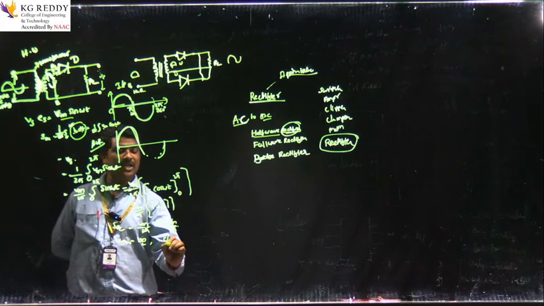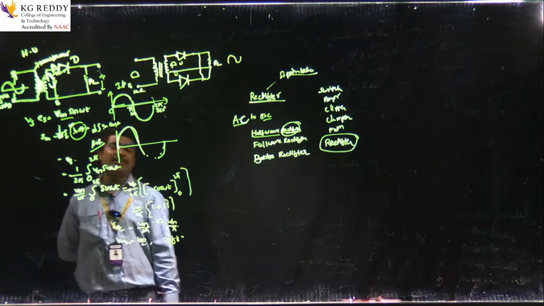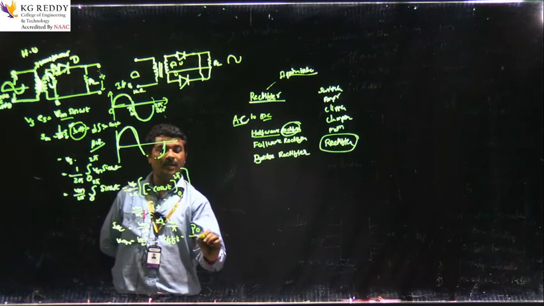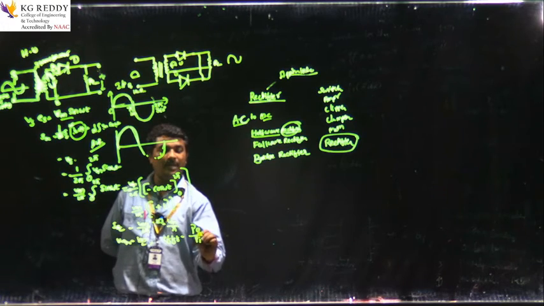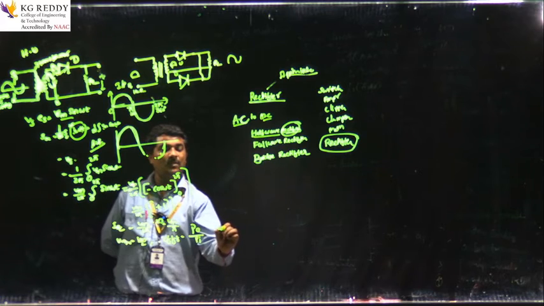Next, efficiency. How to define the efficiency of a half wave rectifier? Efficiency is the ratio of output power to input power, P0 by Pi. Power is expressed in watts.